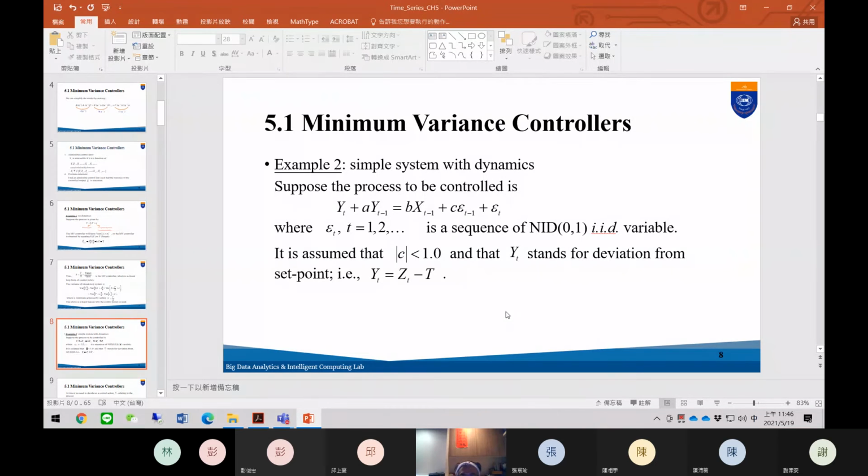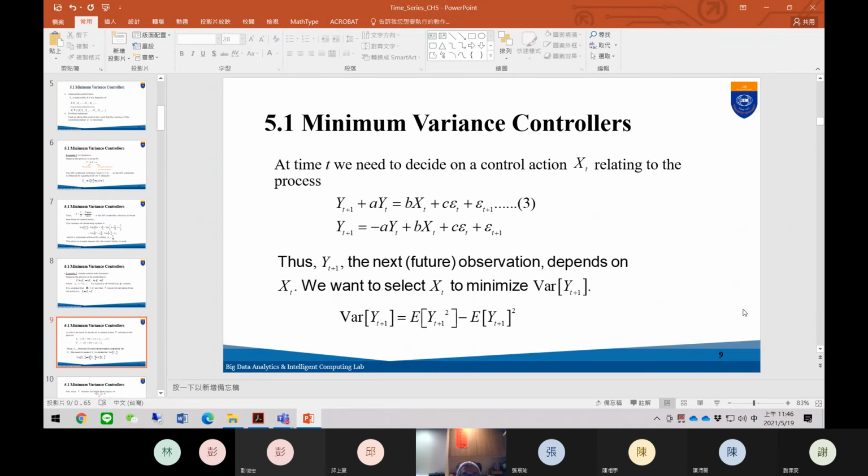Read the book. Okay, then Y_t stands for the deviation from set point. Y_t equals Z_t minus the set point. The set point is a target. So going further, at time t, we need to decide on a control action, x_t, relating to the process. This is equation 3.